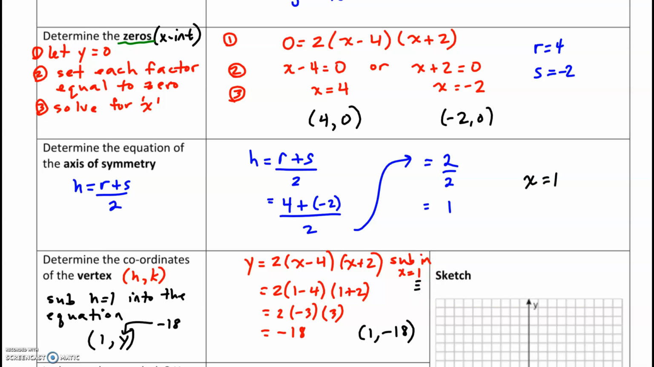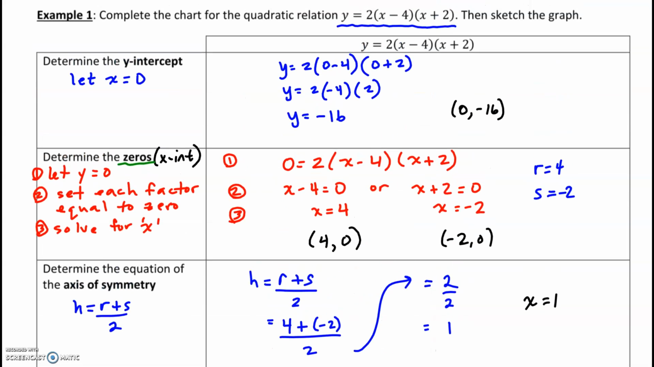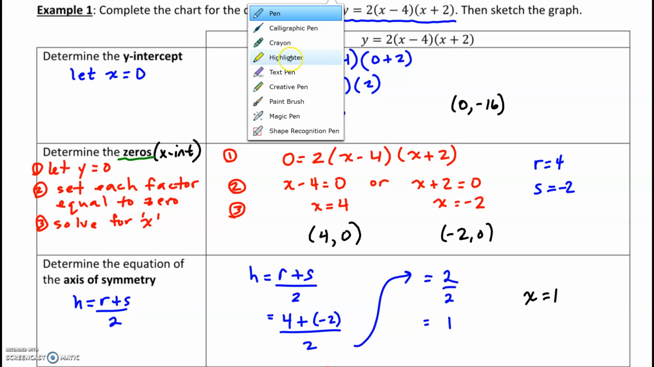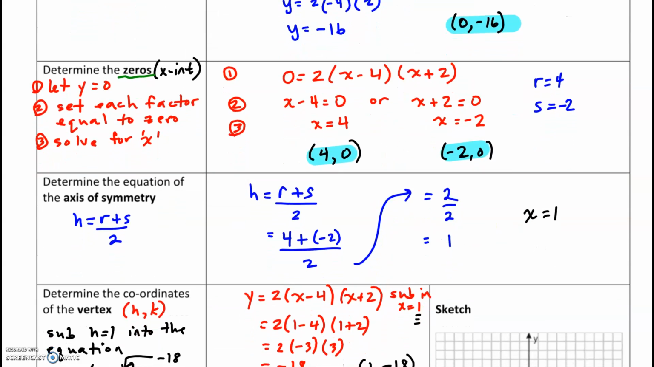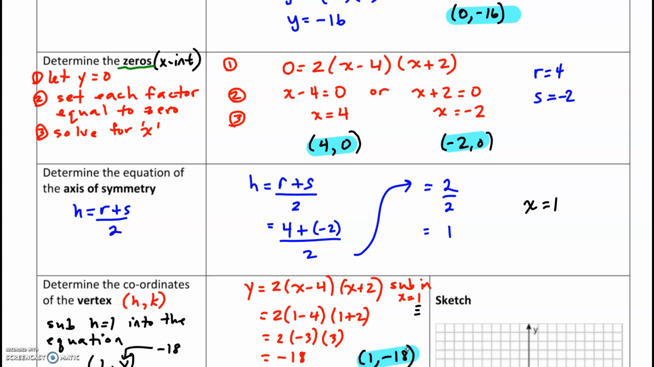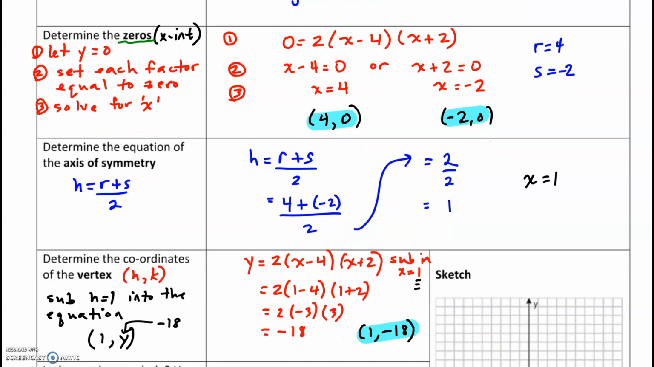All right, so let's look at what we have now, because the last thing we have to do is draw a sketch. So I have this point, (0, -16). That's the y-intercept. I have these points that are on the parabola, and I have the vertex. So we're going to use those 4 points now to do a sketch.